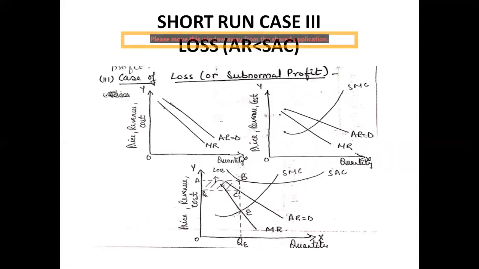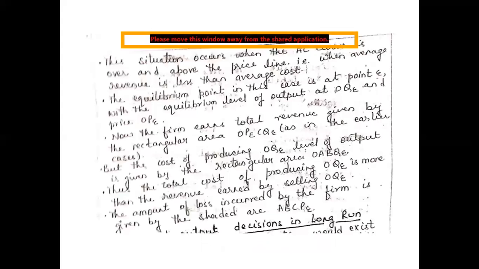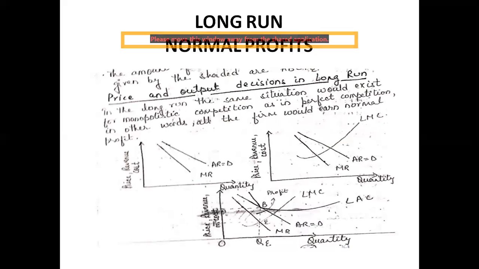So remember this thing very clearly. After the introduction of short-run average cost, it is decided whether the firm is earning supernormal profit, normal profit, or losses. So this is the explanation that I have explained in the graph. In the long run, in monopolistic competition, a firm earns normal profit. The same situation will exist as in perfect competition, which has been explained in the earlier video. So all firms will earn only normal profit, no profit, no loss, and they will achieve the break-even point.